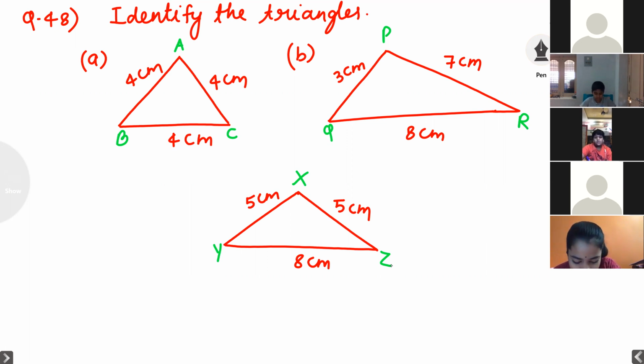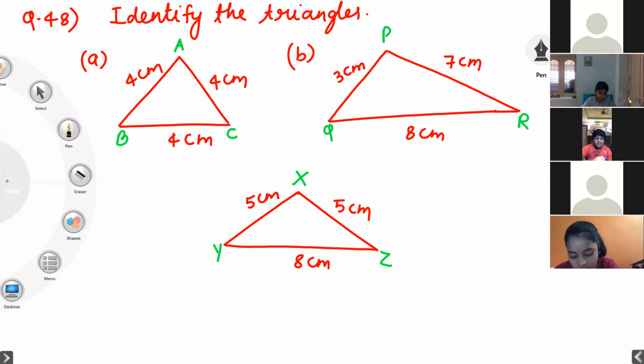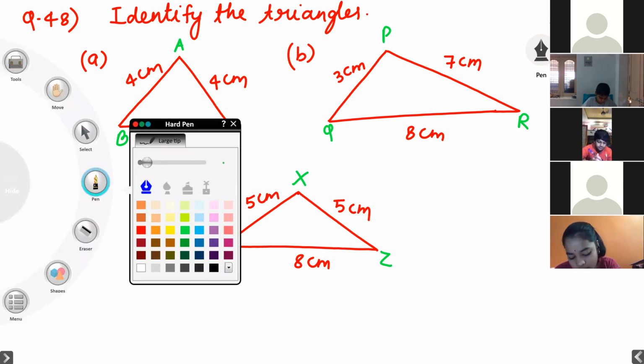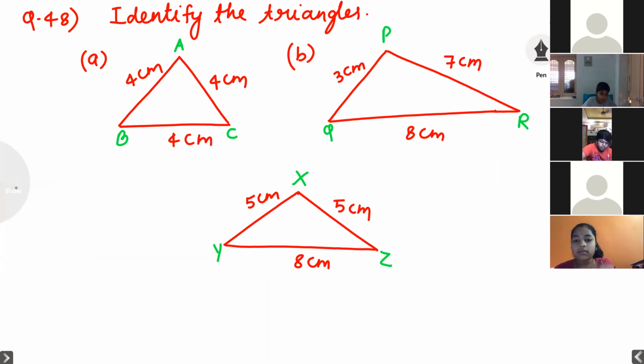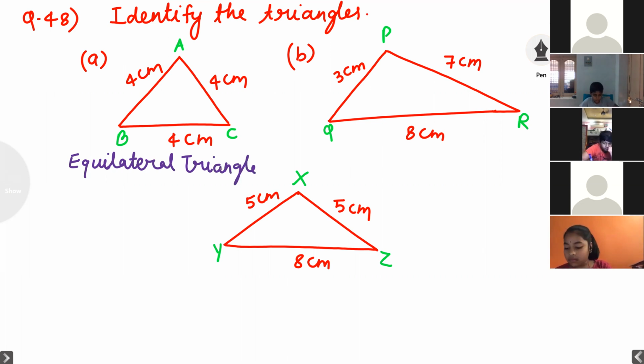First, what is the name of the first figure? Equilateral triangle, because all sides are equal. First triangle name is equilateral triangle. And the second figure you are observing, students, all three sides are different. Scalene triangle.